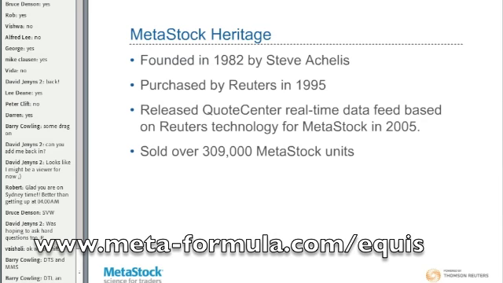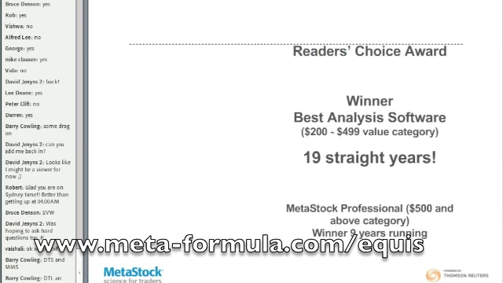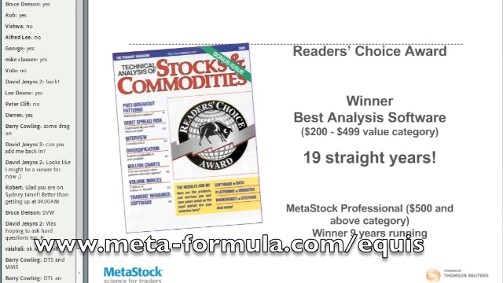Okay, so let's move on. This is a duplicated slide. Here's the Reuters office. One thing that I do want to point out, and my graphic doesn't seem to be going through, is that we've been a software company rated here in the United States by Stocks and Commodities Magazine 19 years in a row, best software in its price category. Our real-time version of MetaStock has been rated number one in its price category for 9 years in a row.